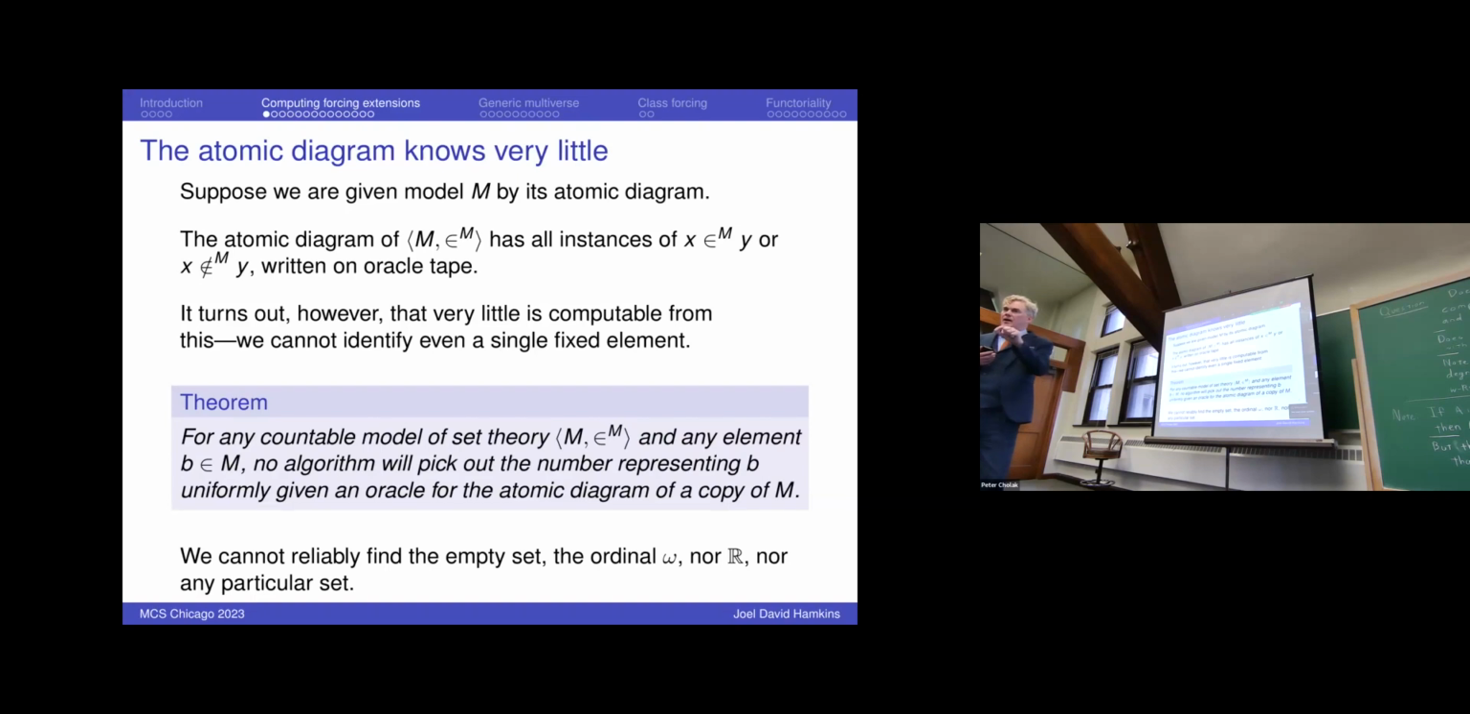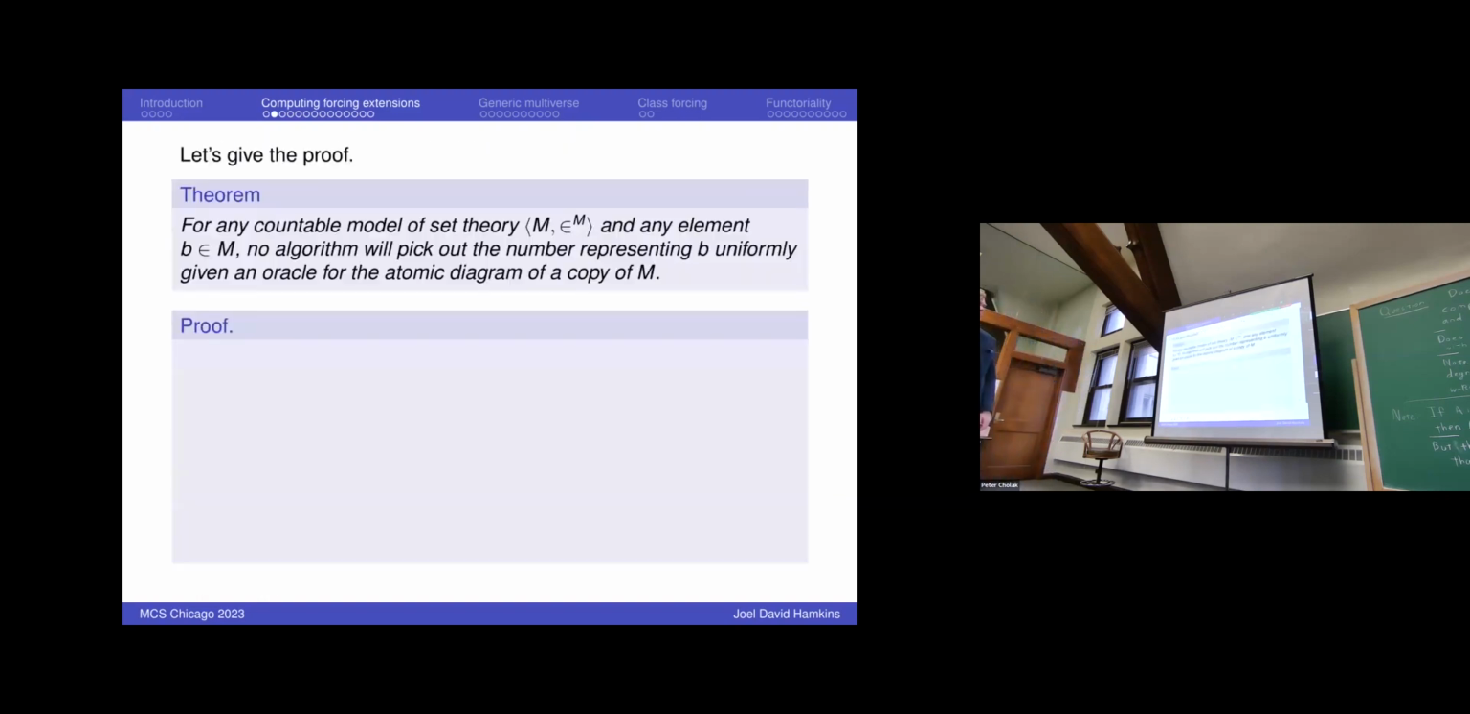Right. And the point is that if all you know is the atomic diagram of M, you cannot recognize any such set. Let me give you the proof. I think it's here. The proof must be because it's really not delta zero in arithmetic. Yeah, basically, yes. That's exactly the proof. So, well, no, there's some set theory involved.